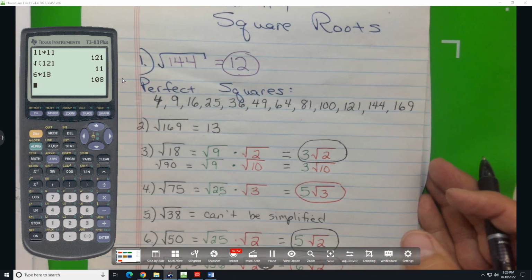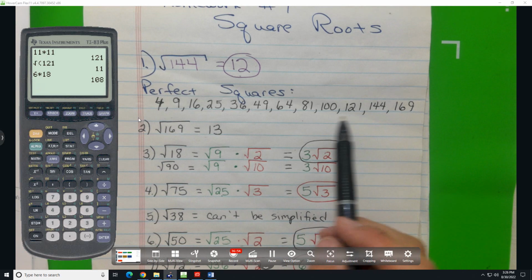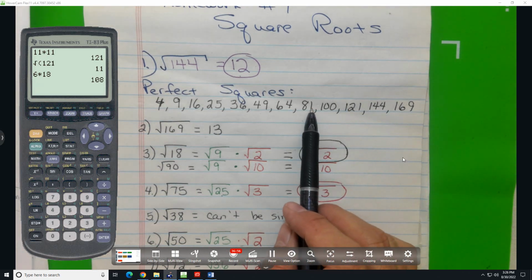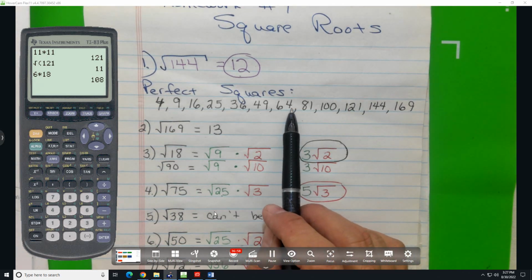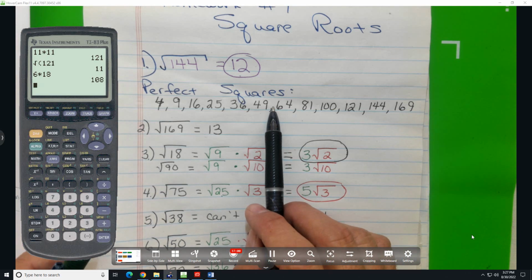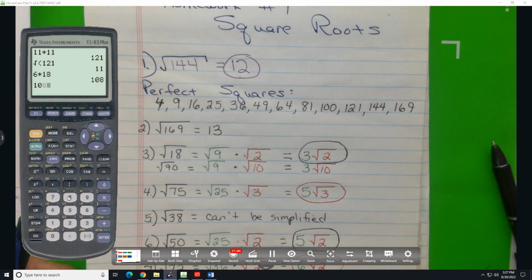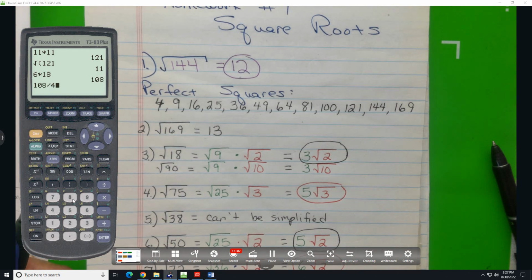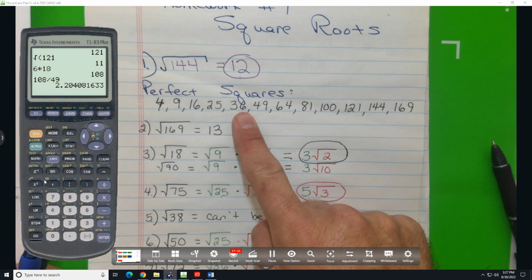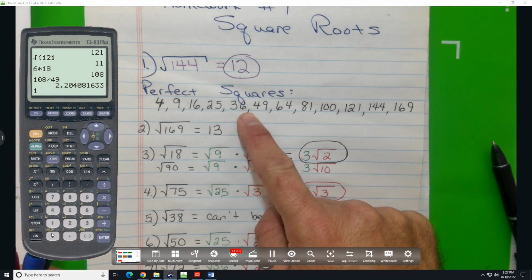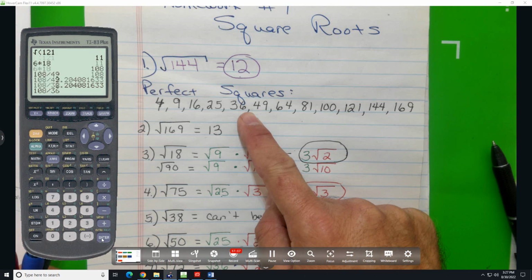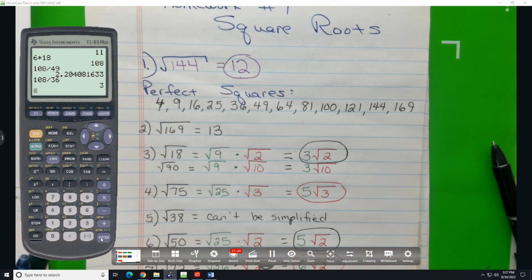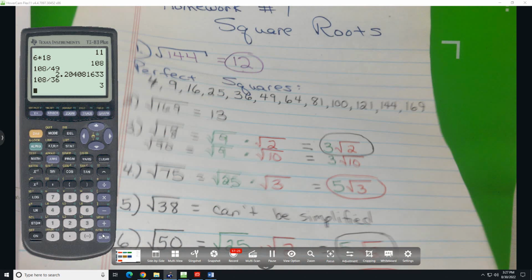Do you agree 108 isn't a perfect square? It's not. 81's too big, 64, I'm pretty sure 49 does that, but go ahead. 108 divided by 49. I think that's going to give us a decimal. No, that's not. So what about 36? 108 divided by 36. There it is. Okay, so 36 times 3.